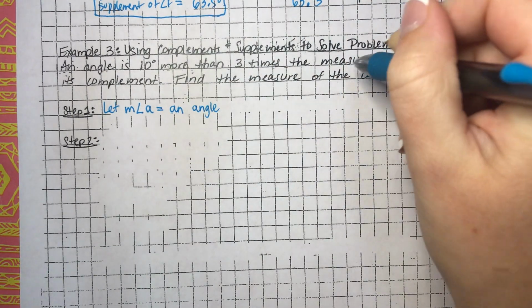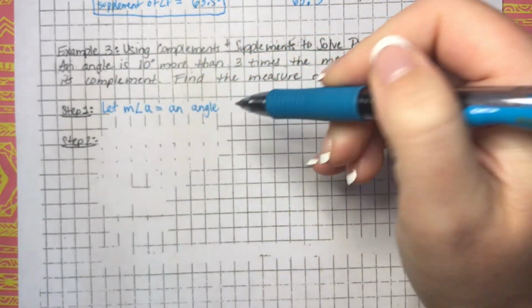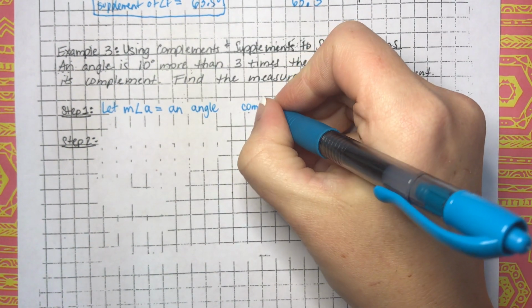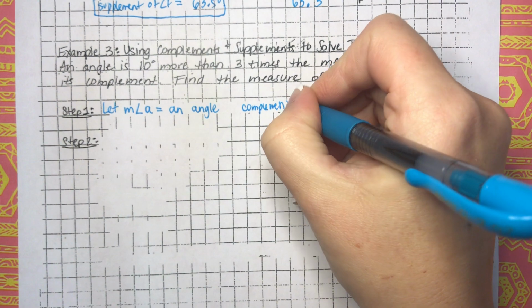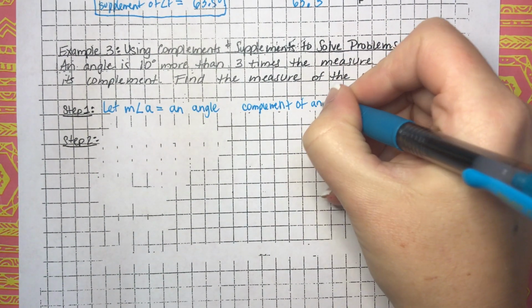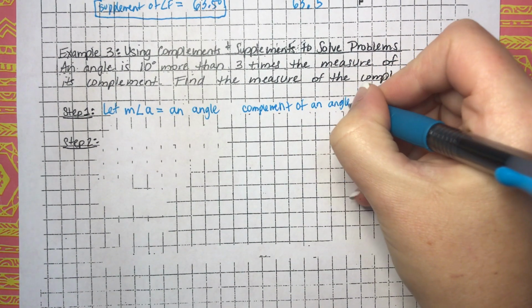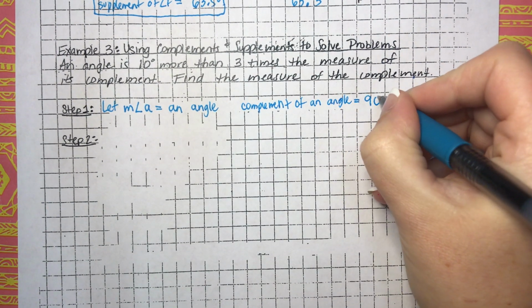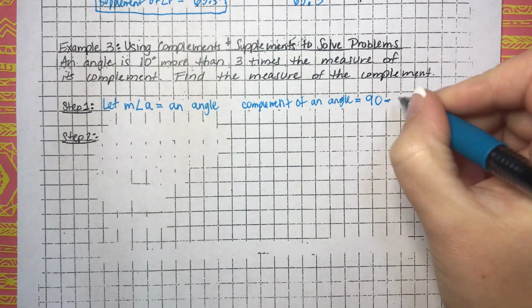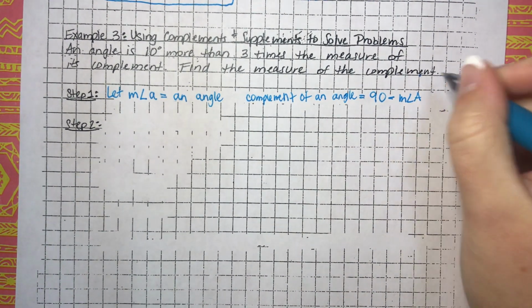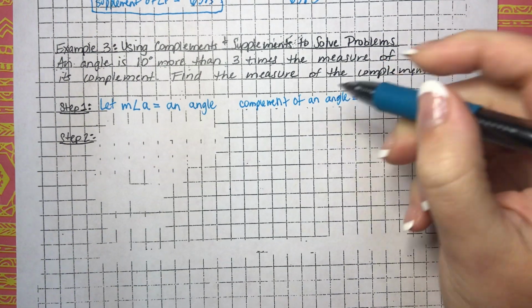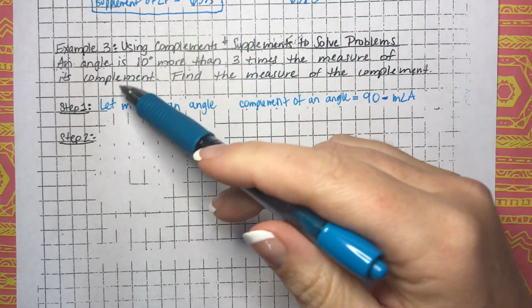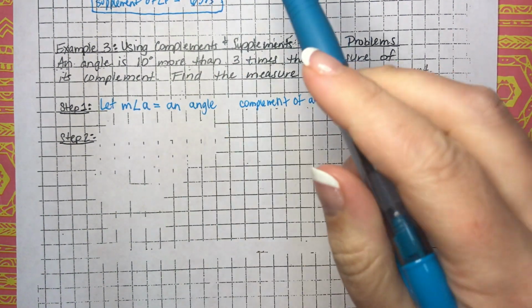Okay, and then it talks about the measure of its complement. So what would the complement of an angle be? Well, the complement of this angle is 90 minus the measure of angle A. Complement is 90 minus measure of angle A. So that's basically like defining our terms. We didn't know what an angle is and the measure of its complement. So it's a complement of that angle. So let's go ahead and write the equation.